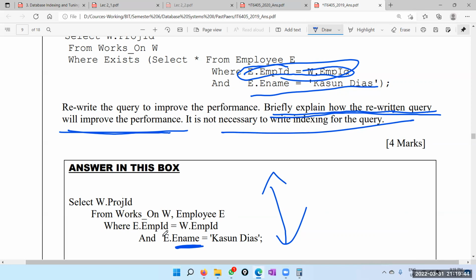Okay. So from the employee table, we can get the employees whose name is Kasundas. That will give you only one record, typically. If you have an index on employee name, we can use it also. Then we get only one record. Then we can join, because now we have the employee ID that we join with works on. And if you have an index there, again we can use it because we have the employee ID. And now we can just project the project ID because we will be getting all the fields from the works on table as well as the employee table. Now we can project on the necessary things.